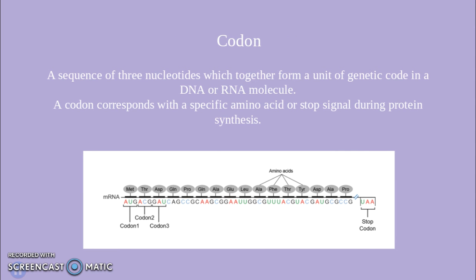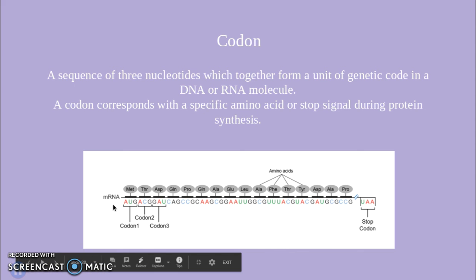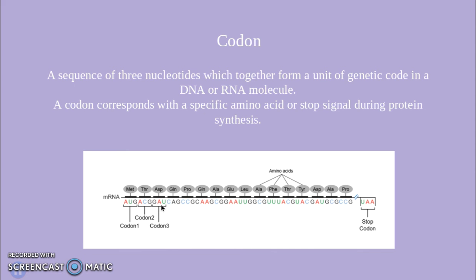Now, a codon is actually a sequence of 3 nucleotides which together form a unit of genetic code in DNA or an RNA molecule. And a codon actually corresponds with a specific amino acid or stop signal during protein synthesis. So you'll actually see that right along here, along our little RNA strand, each 3 on here corresponds to another amino acid or polypeptide sequence. So these are all of our polypeptides, and each one of these codes for one of their corresponding amino acids.